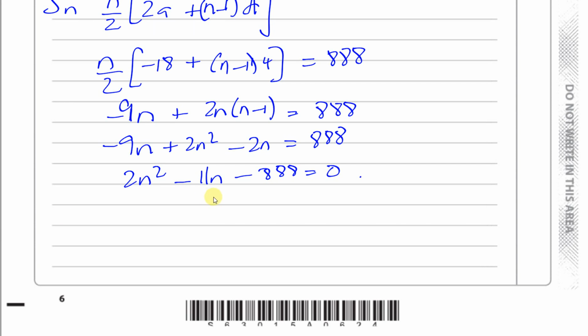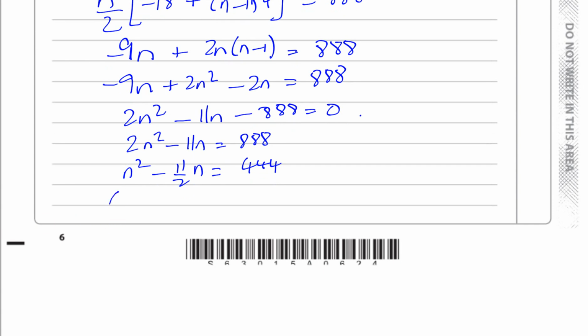I'm guessing that this cannot be solved by factorizing, and n will be some value which is going to be a decimal. So I'm going to use completing the square. So I'll say 2n squared minus 11n equals 888, and I'll say n squared minus 11 over 2n, I've just divided everything by 2, equals 444, and then I can complete the square. So I have n minus 11 over 4 squared minus 121 over 16 equals 444.